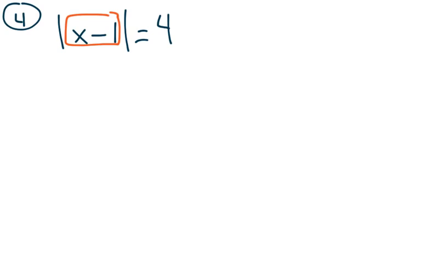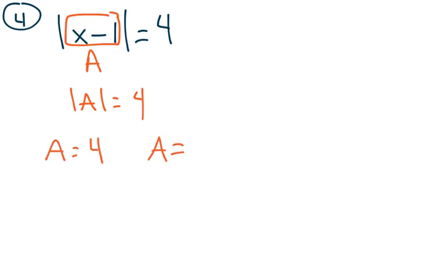Okay, so we know that the absolute value of, let's just say this was A. If we had the absolute value of A is equal to 4, well, we know that A has to be either equal to 4 or A has to be equal to -4. What's on the inside has to be equal to either the number on the outside or the opposite of the number on the outside. Well, what did we have as A? We said A was x minus 1, so x minus 1 equals 4, and x minus 1 equals -4.